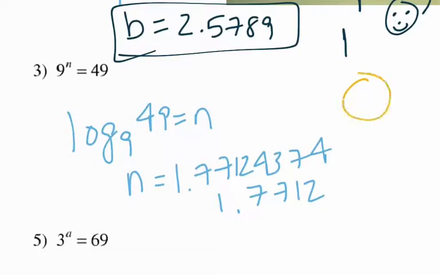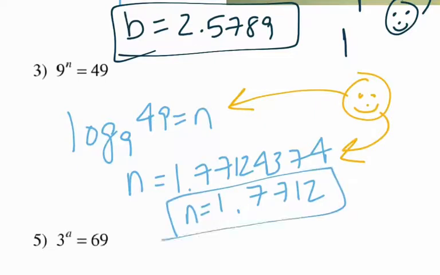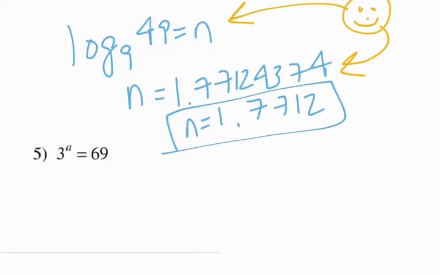A couple of things that I'm looking for when I'm grading this: I am looking for the logarithmic equation, I'm looking for the unrounded answer, and then of course I'm looking for the answer rounded to 4 decimal places. So try and be consistent when you're doing that as well.